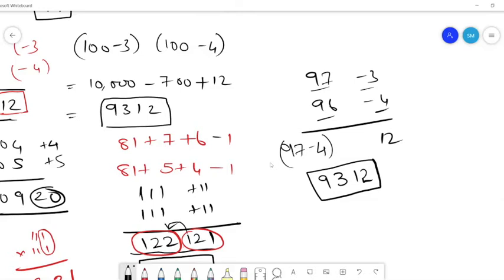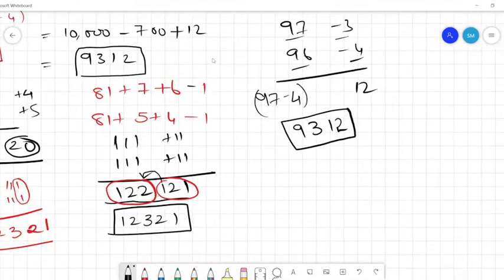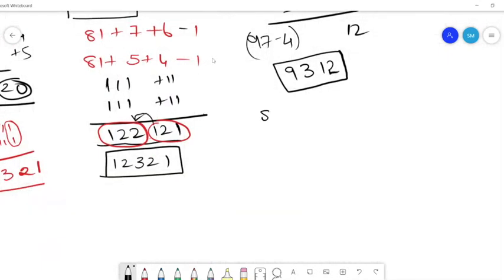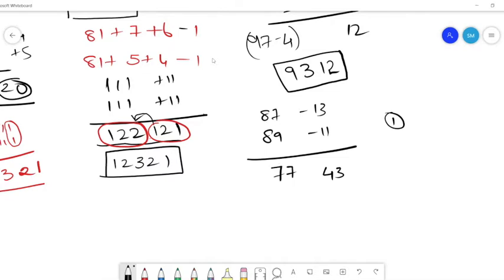For example, let's take 87 into 89. Taking 100 as the base, this will be 13 and this will be 11. So 13 into 11 is 143. You write 43 here and you keep 1 as carry. Then 87 minus 11 is 76, and then you need to add 1. So 7743. That is the product.